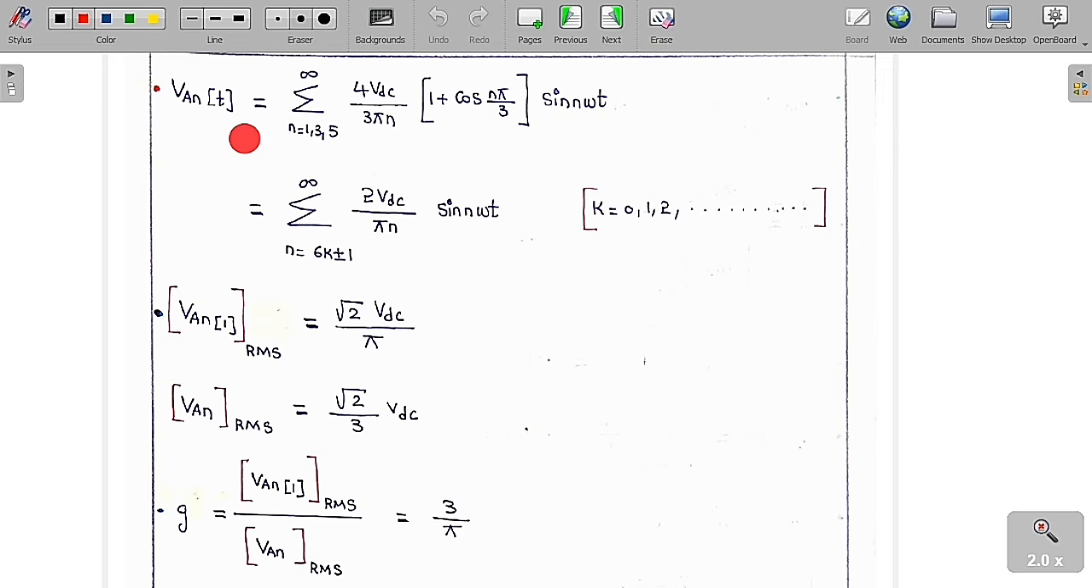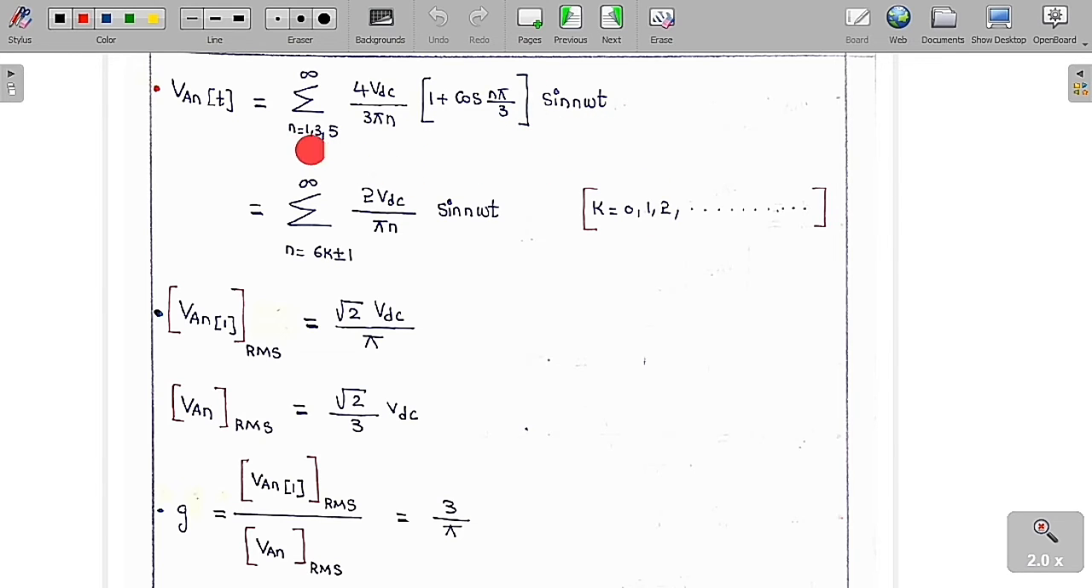Now, as I have already told you, the phase voltages are stepped square waveforms. So now I am going to write the Fourier series expansion of this phase voltage. It is equal to VAN of t is equal to sigma n equals 1, 3, 5 up to infinity of 4 VDC by 3 pi n into 1 plus cos n pi by 3 into sin n omega t. As I already told you, this phase voltage and the line voltage are both odd functions with half wave symmetry and quarter wave symmetry, so the even harmonics are absent and only odd harmonics are present.